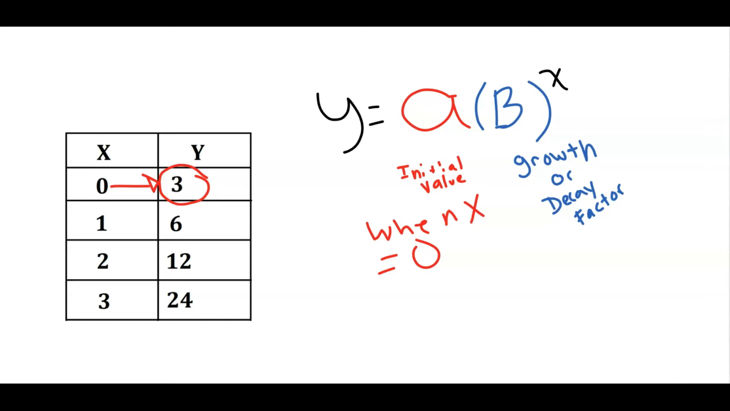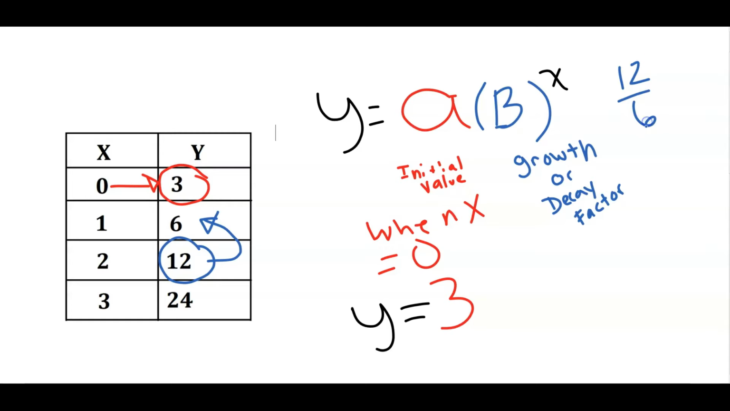So in this case, if we were making a function for this table, it would be y equals 3. 3 is my initial value, what I got for y when x equals 0. And then you have your growth or decay factor, your b term here. And the way that I'm going to get that is by dividing. And I can pick any number on this table, say I pick 12, and divide it by the one above. So in this case 12 divided by 6, that's going to give me 2.